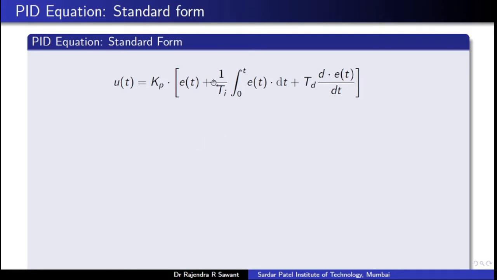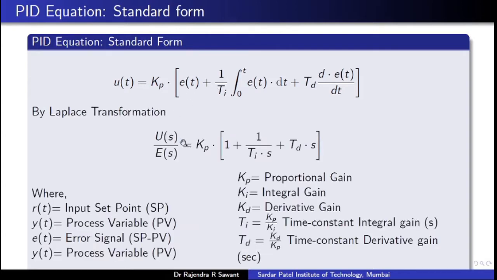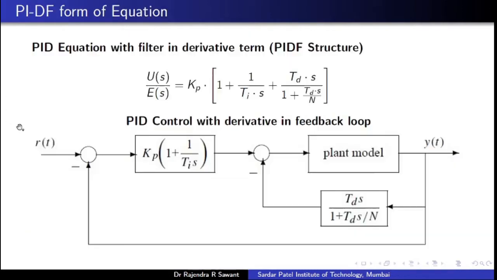Okay, from different methods. By Laplace transformation, we can also write this in this way. So Kp in brackets 1 plus 1 upon Ti s plus Td s. So we can also find out what Ti is. Ti is basically Kp upon Ki, and Td is basically Kd upon Kp, if you compare this particular equation with the parallel form.